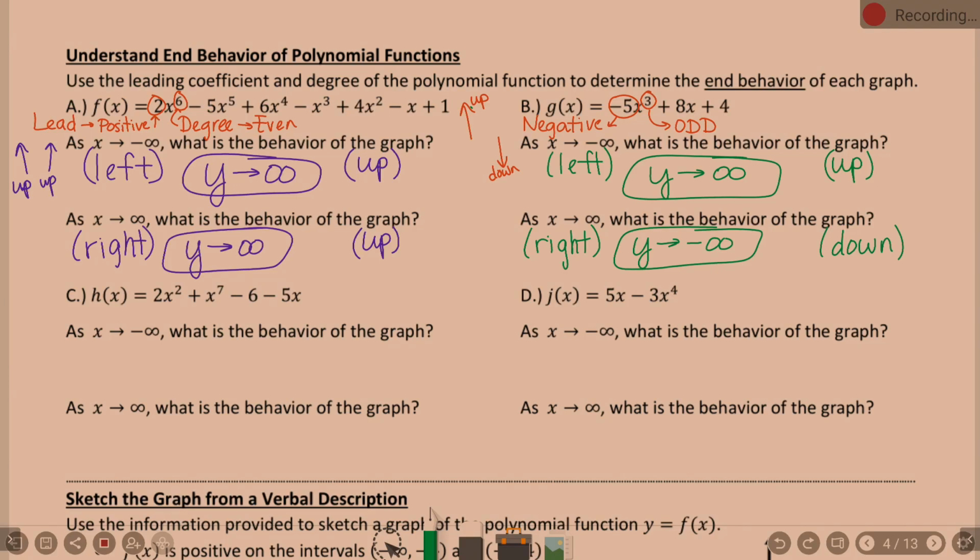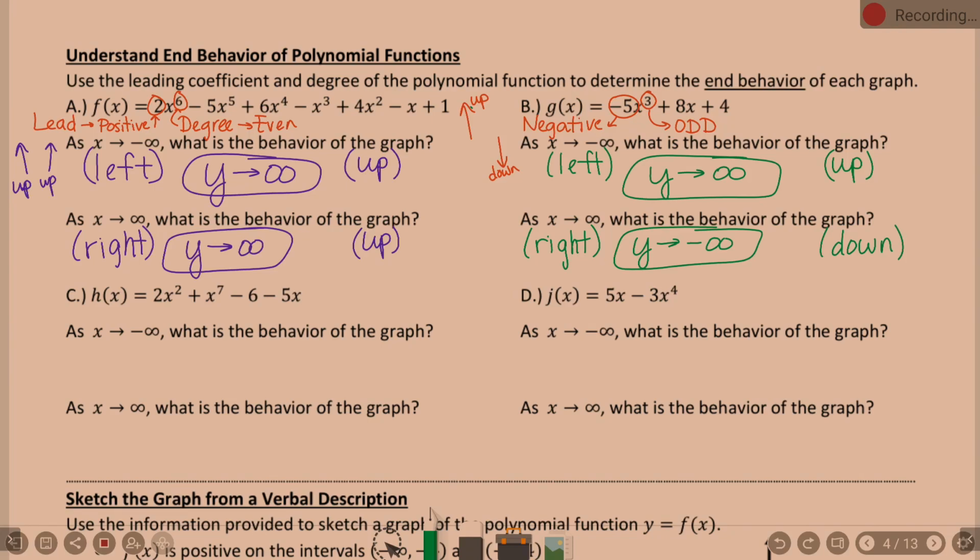I don't know if you've noticed, there's only two possible answers for this section. Y approaches positive infinity or y approaches negative infinity. Up or down, those are your options. You do have a 50-50 chance here. Okay, are we catching on? Okay, let's keep moving then.